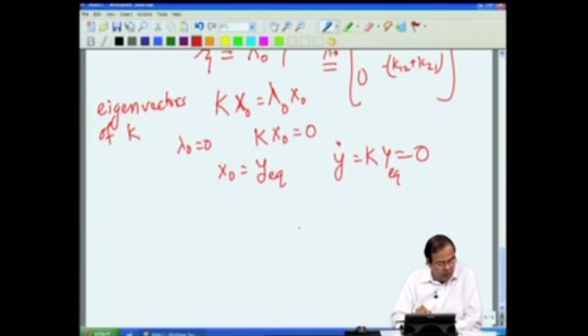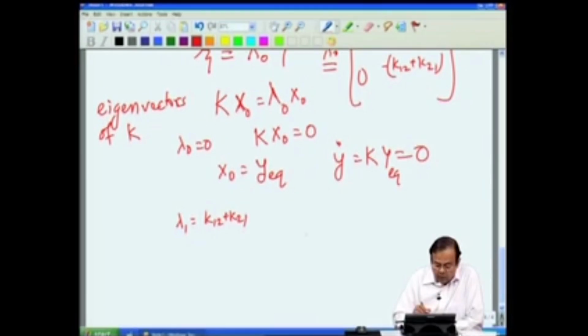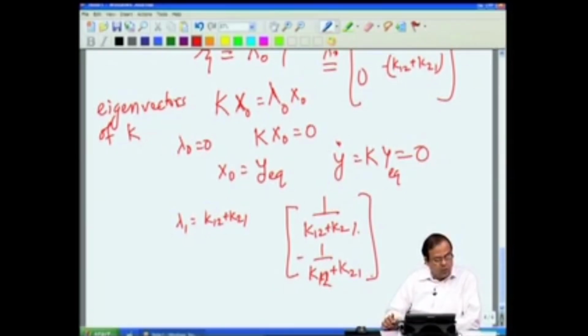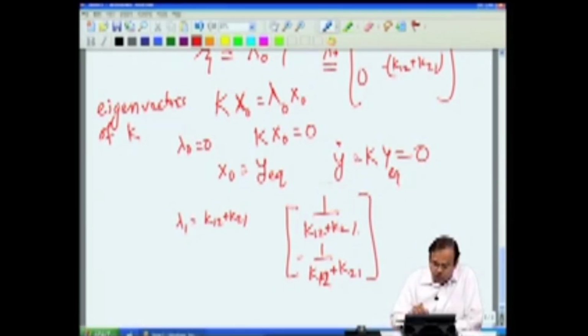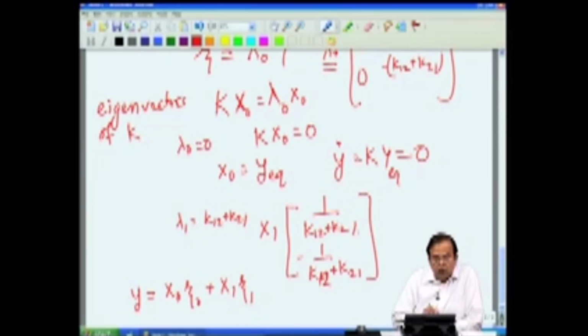So, that is my first eigenvalue, and if we take the second eigenvalue, that is lambda 1 as k 1 2 plus k 2 1, then the corresponding eigenvector works out to be 1 by k 1 2 plus k 2 1, minus 1 by k 2 1 or k 1 2 plus k 2 1. Okay. So, this is x naught, this is x 1, and the y I talked about getting from zeta is nothing but x naught zeta naught plus x 1 zeta 1 for this particular case.